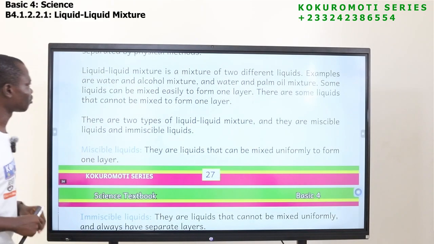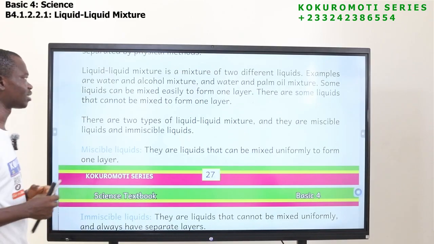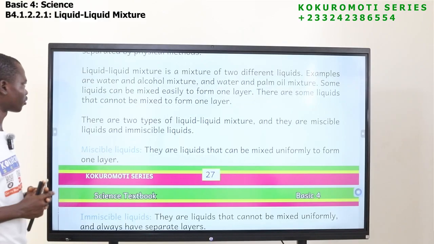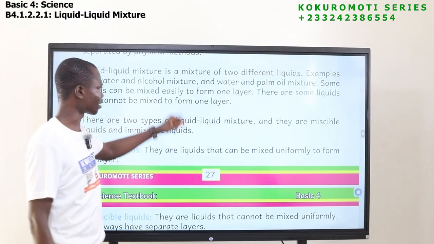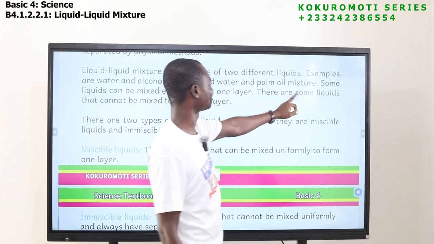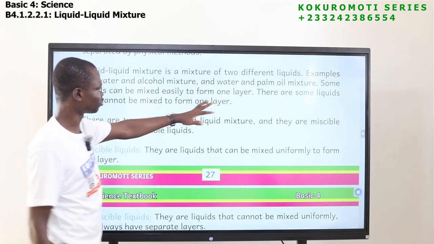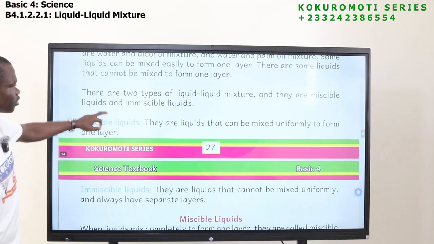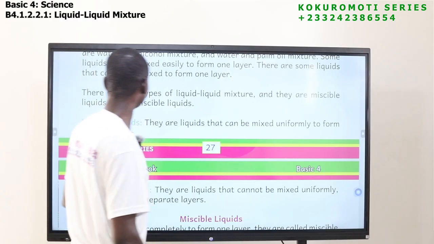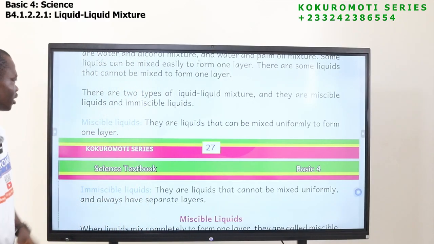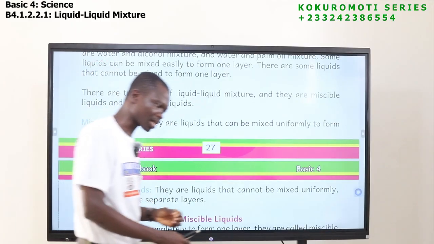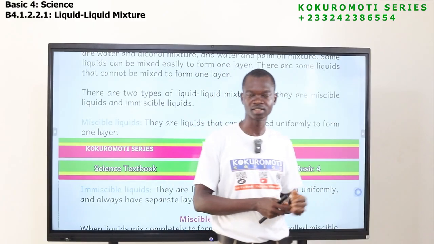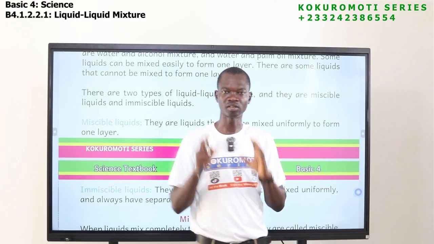Okay, so here we are talking about liquid mixture, and we are saying that it is a mixture that contains two liquids, or the components are all liquid. And examples are water and alcohol mixture, water and palm oil mixture. Some liquids can be mixed easily to form one layer. There are some liquids that cannot be mixed to form one layer. There are two types of liquid mixture, and they are miscible liquids and immiscible liquids. So we are looking at the types.